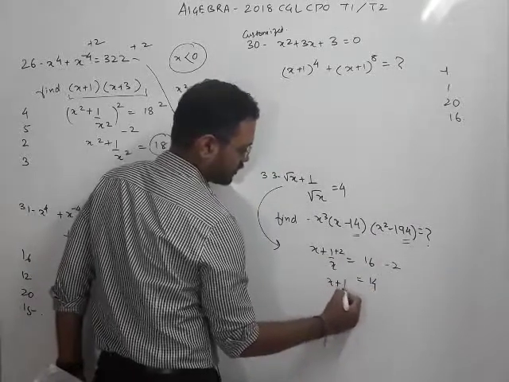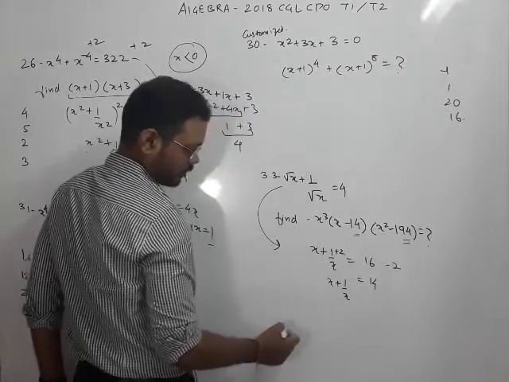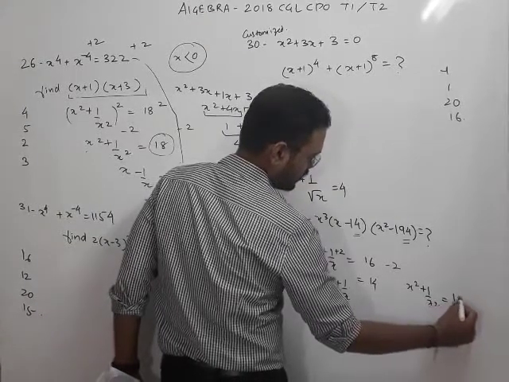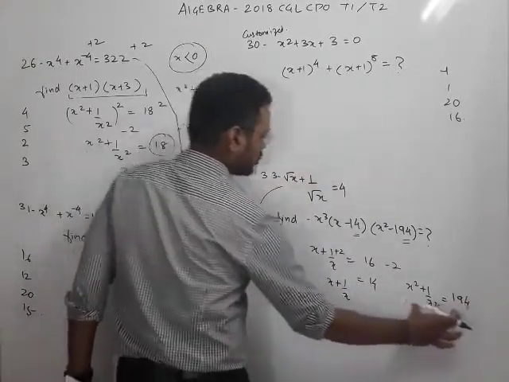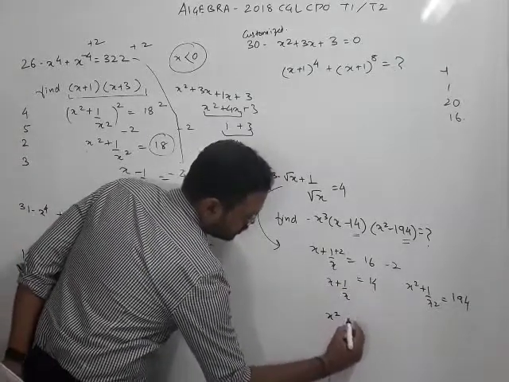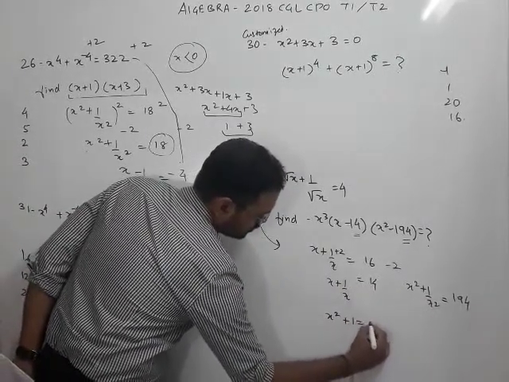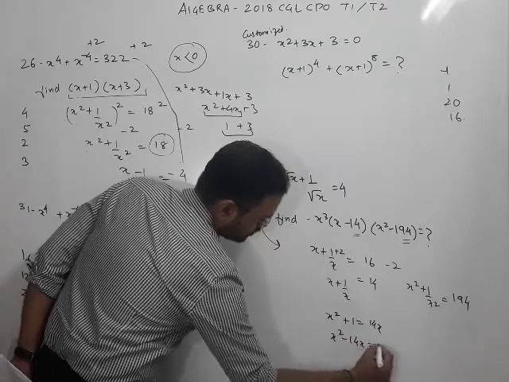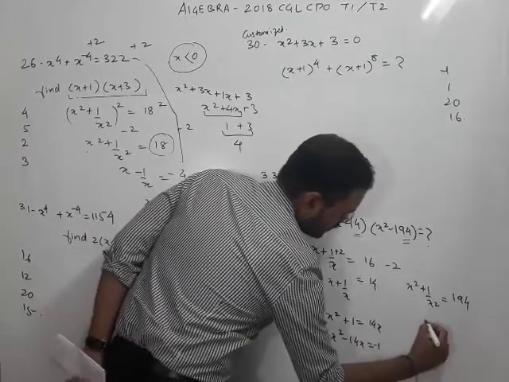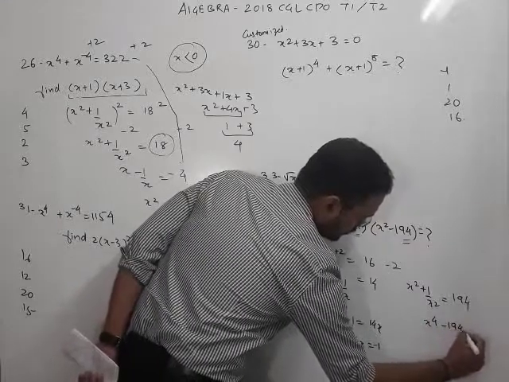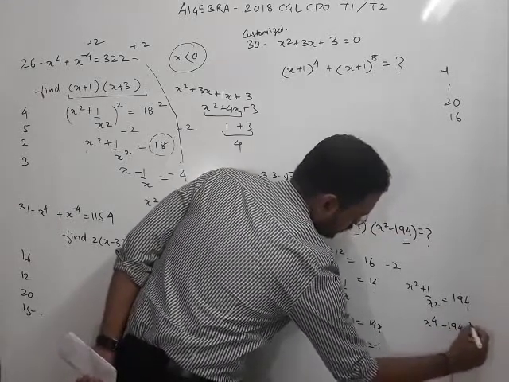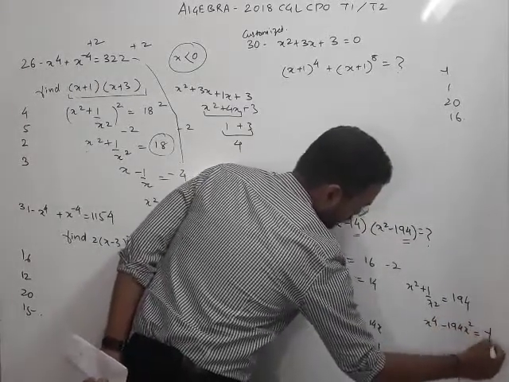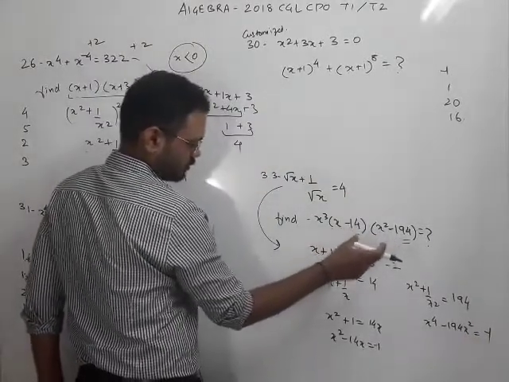Now since I have x plus 1 by x is 14, what will be x squared plus 1 by x squared? It is going to be 194. Since you have got these two equations, x squared plus 1 is 14x, or x squared minus 14x is minus 1. Similarly, x raised to 4 minus 194x squared is going to be minus 1. Just substitute it here.